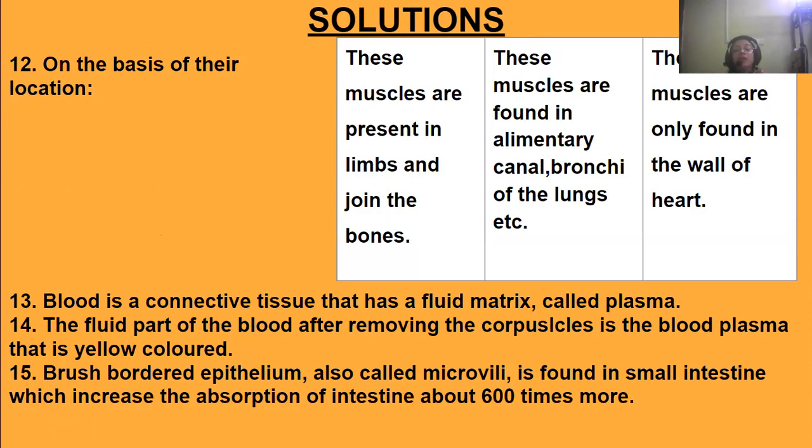Why is it present? It is present there to increase the surface of absorption of the intestine, which helps the intestine to absorb the food substances or nutrients about 600 times more. So it is present on the surface of the intestinal linings, which helps in absorption. It increases the surface area for the absorption of the intestine.